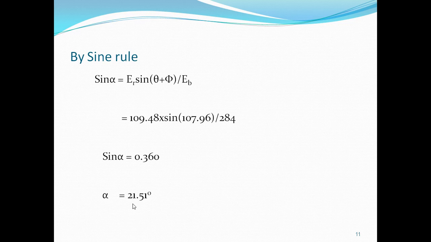Note down the formula calculations. So we calculated the line value of back EMF and the angle of retardation, that is the alpha value. Note down this. We have to do practice, then only we can do the problems.